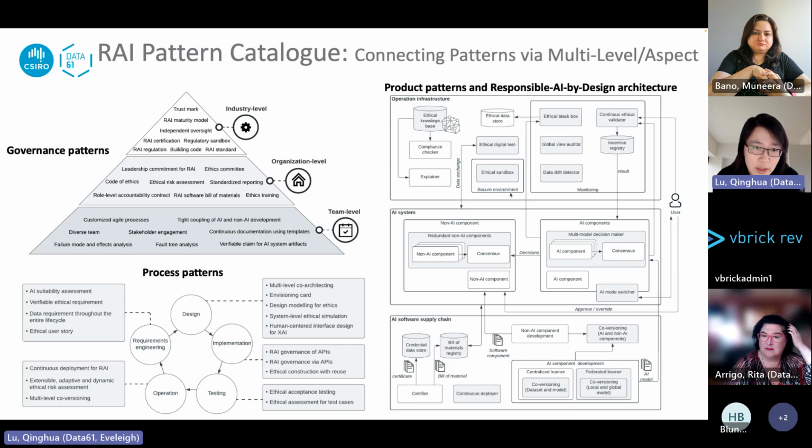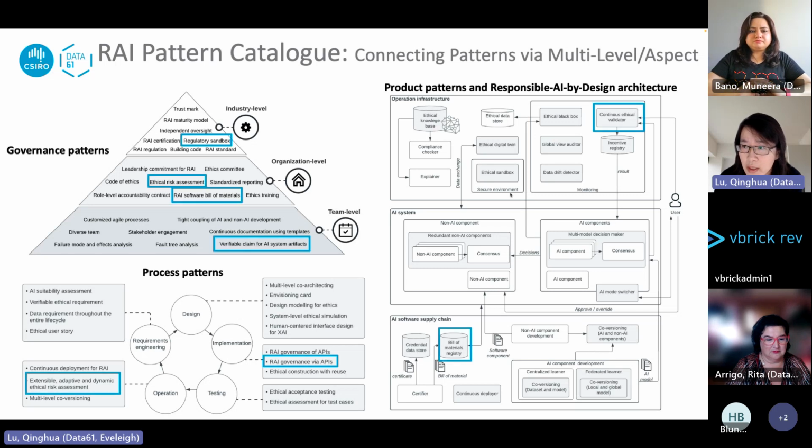So for the governance pattern, as you can see, we have industry level governance pattern, organization level governance pattern, and team level governance pattern for different groups of stakeholders' interest. And we also organize the process pattern into different phases of the system lifecycle. And we put product patterns into different layers of the architecture, including operation infrastructure layer, the system layer, and the supply chain layer. And those patterns can be connected via different levels and aspects.